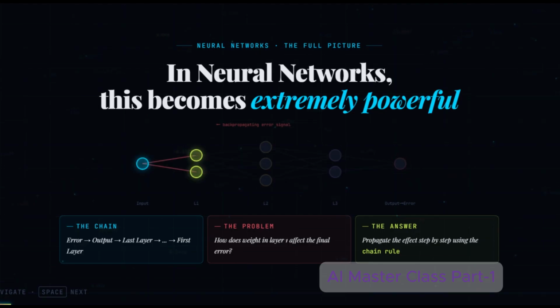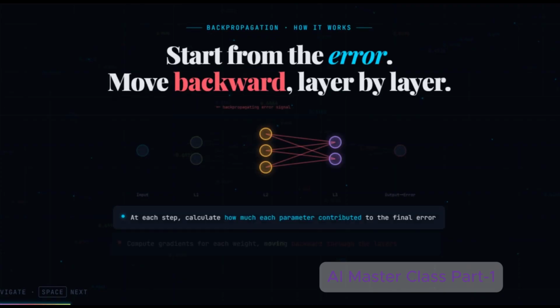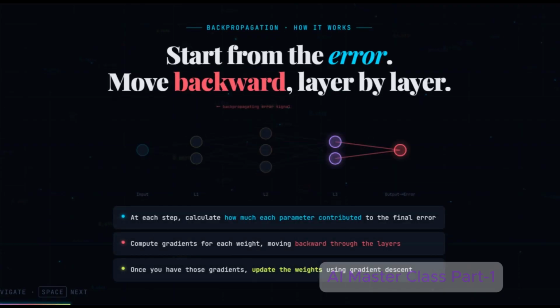In neural networks, this becomes extremely powerful. The error depends on the output, and the output depends on the last layer, and the last layer depends on the previous layers, and so on. So, to understand how a weight in early layers affects the error, you propagate the effect step by step through the network using the chain rule. This entire process is what we call backpropagation.